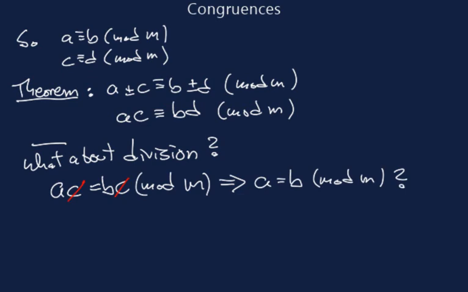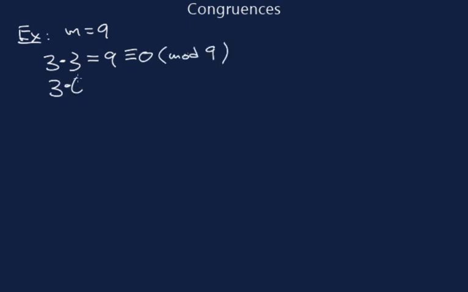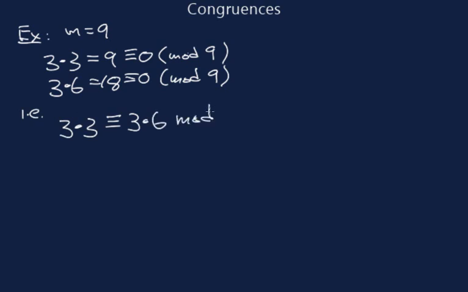So, let's do an example. Suppose M was equal to 9, and I looked at 3 times 3. 3 times 3 is equal to 9, and that's 0 mod 9. Notice 3 times 6 is 18, and that's also 0 mod 9. And that is to say that 3 times 3 is equivalent to 3 times 6 mod 9. Both of these things are equivalent to 0.